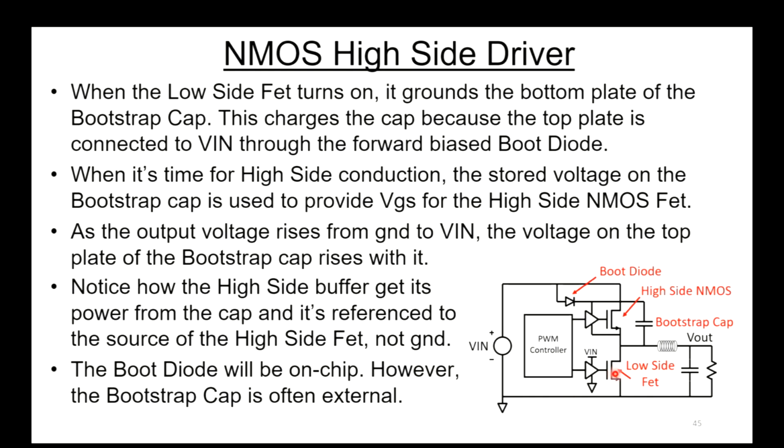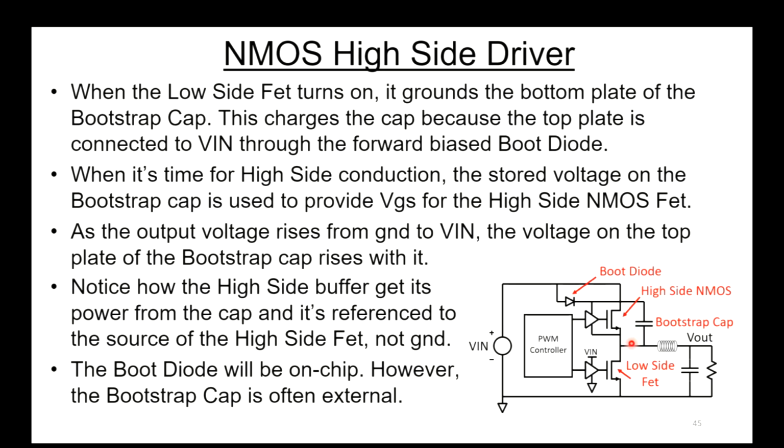So when the low side FET turns on, it grounds the bottom plate of the bootstrap cap. This charges the bootstrap cap because the top plate of the bootstrap cap is tied to Vin through this diode. So you're going to pull the bottom plate down, top plate's sitting up at a diode below Vin. So we've charged up this bootstrap cap.